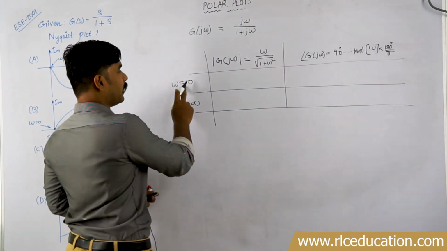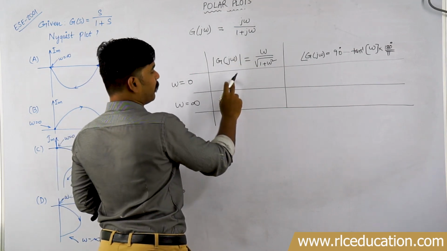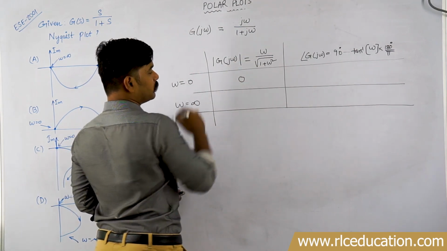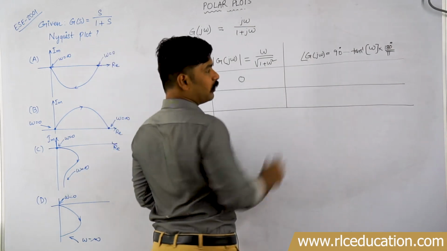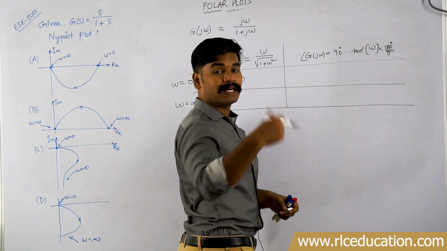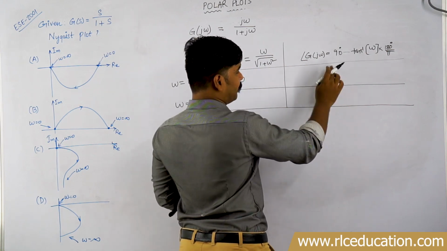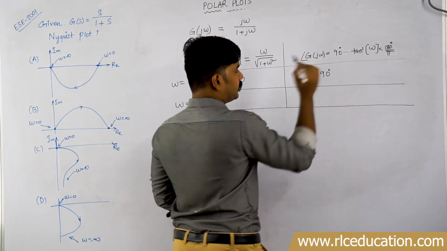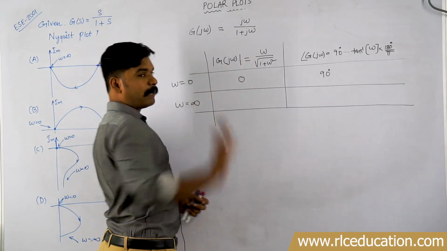So if I put omega is equal to 0, what is going to be my magnitude? Magnitude is going to become 0. What is the phase angle going to become? Tan inverse of 0 occurs at 0 degrees. So tan 0 becomes 0, isn't it? So at 0 degrees, that means the phase angle becomes how much? 90 degrees.